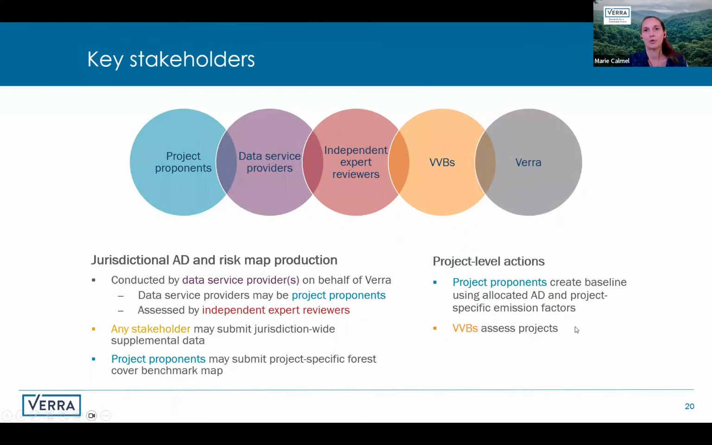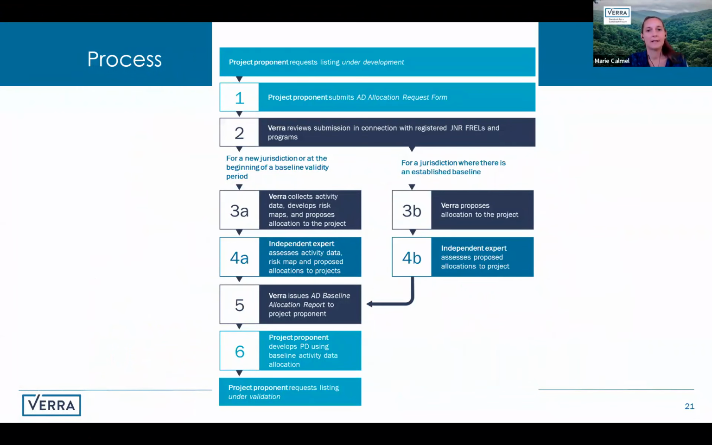Of course, this multi-stakeholder approach will have implications for the project development process. Next slide, please. And so one of the impacts is that all projects using this consolidated methodology, or at least for now the AUD, avoided unplanned deforestation projects, will be requested to list under development. And it will no longer be an option for them to skip this initial listing stage and just start being listed under validation. That is a way for us to ensure the project is in the system at an early stage of development so that we can allocate them activity data as soon as possible in the development process.